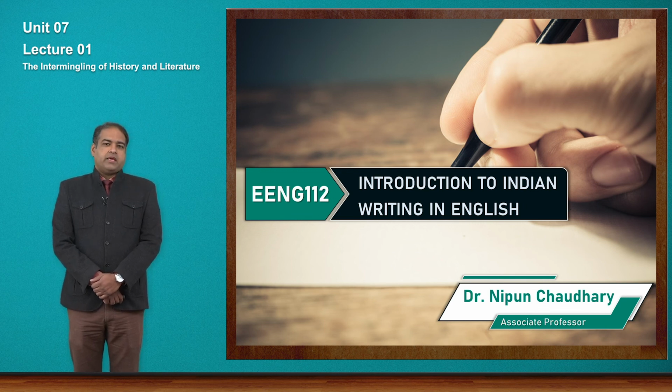Friends, in the last class we were discussing Unit 6. With Unit 6 we started a very famous, very popular text titled Train to Pakistan. This is the text which established Khushwant Singh as a literary canon in the world of novel writing.